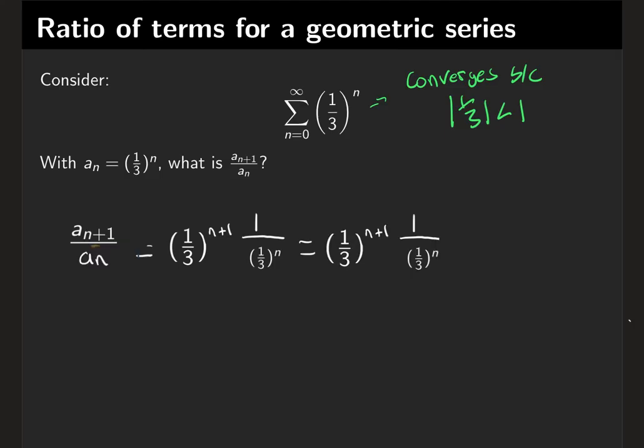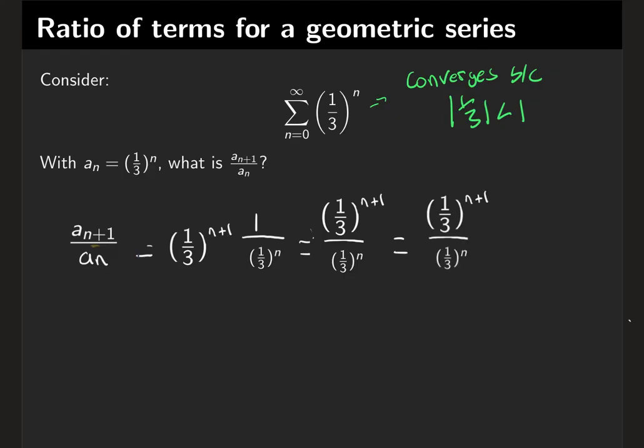All right. Now let's take this a_{n+1} term and bring it to the numerator of the fraction. So we have 1/3 to the n plus 1 on top, and we're divided by 1/3 to the n. And let's do our exponent rules to the numerator. So let's split up the 1/3 to the n plus 1 as 1/3 to the n times 1/3, and cancel out the 1/3 to the n, and we get 1/3. Okay, so the ratio of the terms is 1/3.